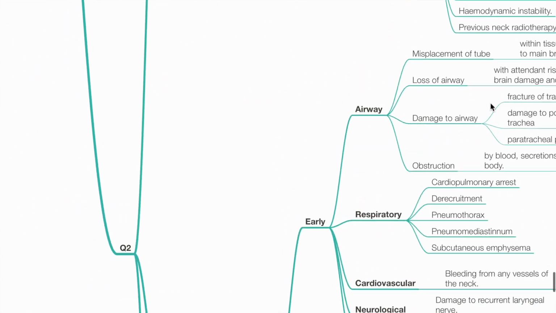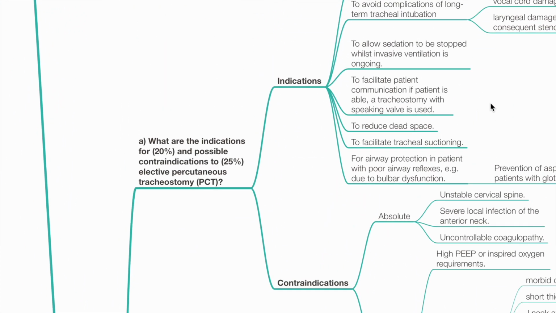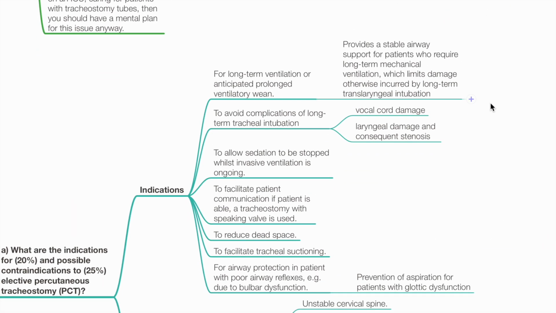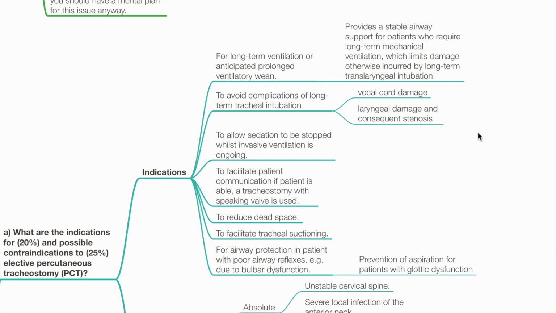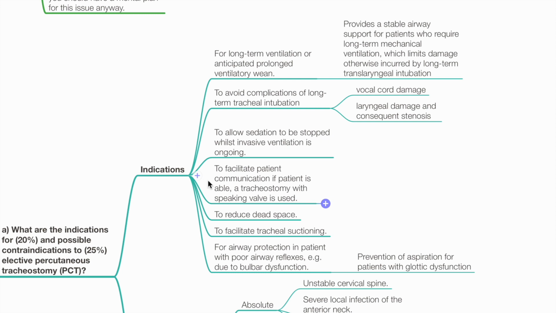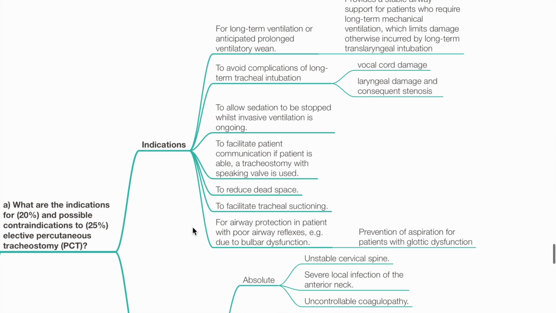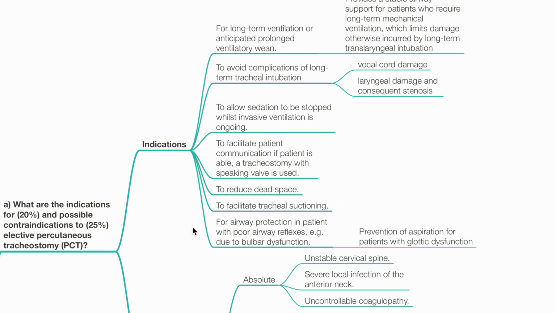Question 2. What are the indications for and possible contraindications to elective percutaneous tracheostomy? Possible indications include long-term ventilation or anticipated prolonged ventilatory weaning, to avoid complications of long-term tracheal intubation, such as vocal cord damage, laryngeal damage, and stenosis, to allow sedation to be stopped while invasive ventilation is ongoing, to facilitate patient communication if the patient is able via a speaking valve, to reduce dead space, to facilitate tracheal suctioning, and for airway protection in patients with poor airway reflexes, such as bulbar dysfunction.